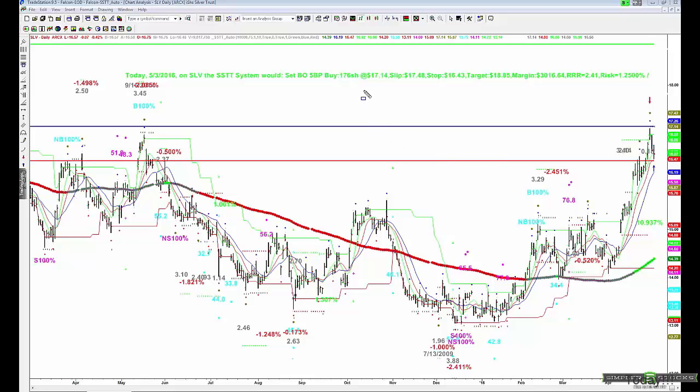And on this trade, we're going to set the entry price at 17.14. Max slippage is 17.48. We have a stop at 16.43. Target is 18.85. This is going to give us a 2.41 risk reward ratio, and we can risk 1.25% on this trade. If you have a $10,000 account, you can set that up for 176 shares.